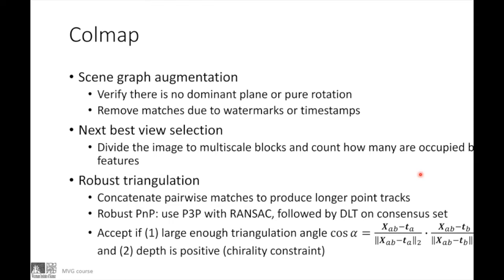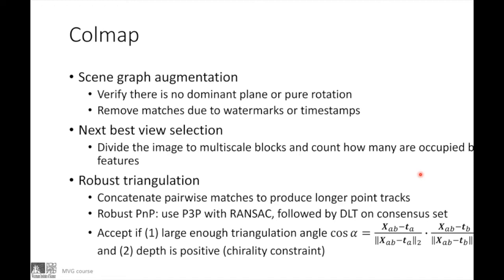Third, they try to do robust triangulation. First, as before, they concatenate pairwise matches to produce longer point tracks. In the step of robust PnP, they use P3P and RANSAC, followed by applying DLT on the consensus set, like was mentioned before.